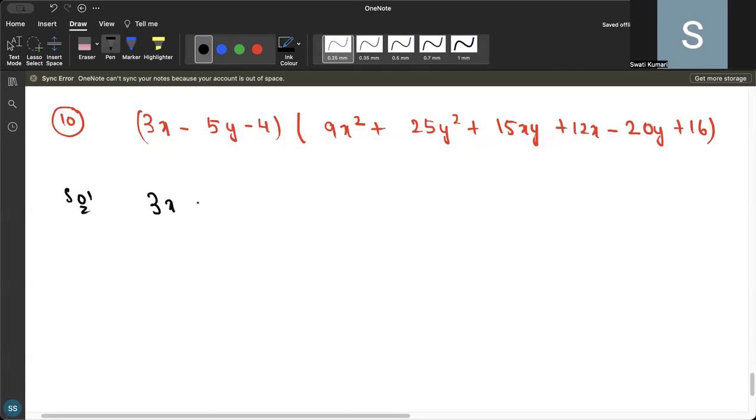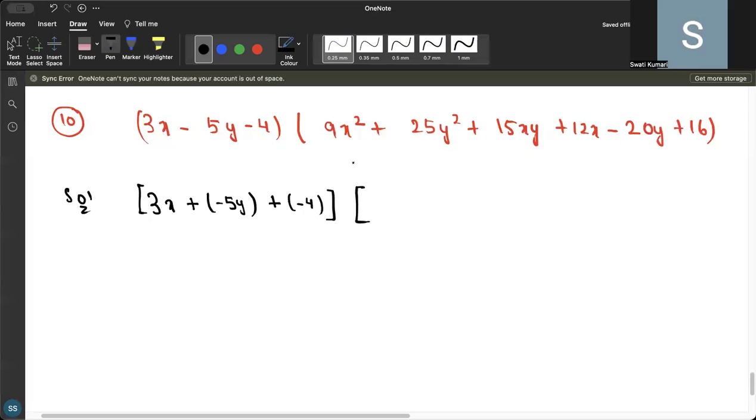I'm writing minus 5y as plus and then minus 5y. Just like the same thing, but I'm writing the plus sign outside. And I'm writing the minus 4 also as plus and then minus 4. Okay, let us put that into a bracket.